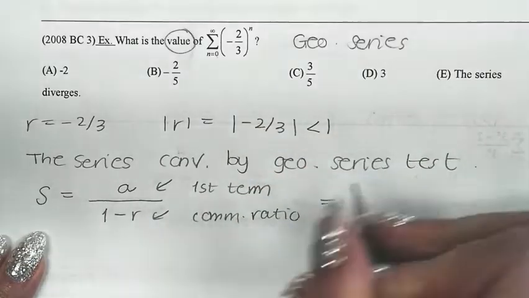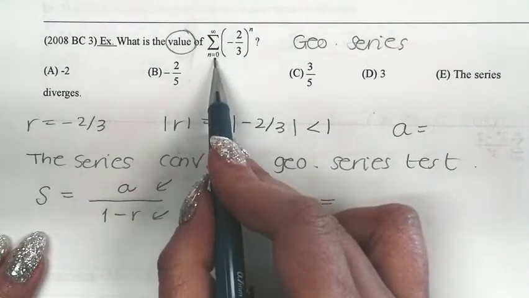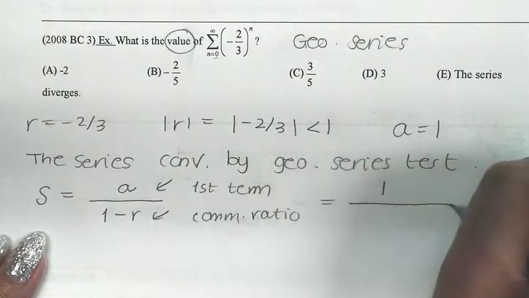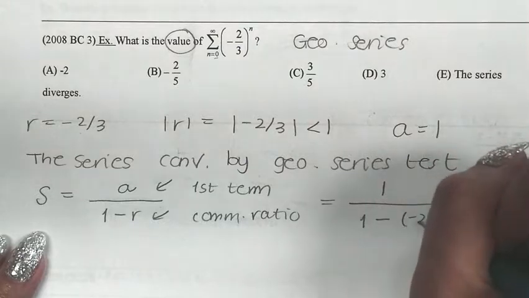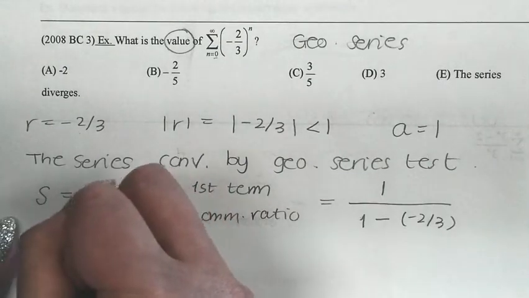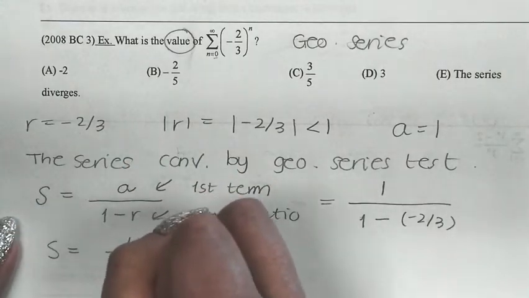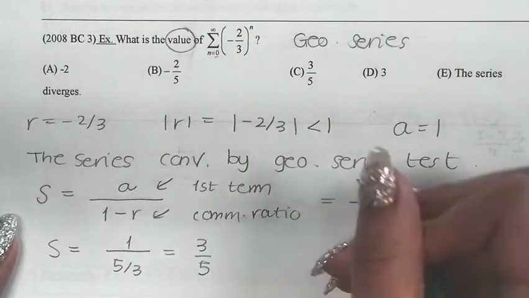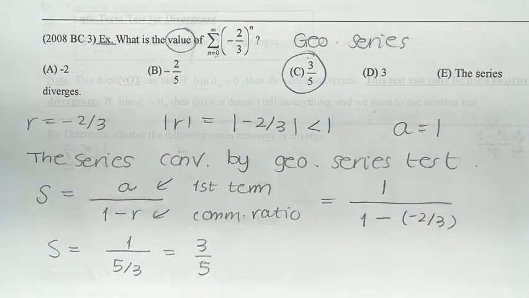So with that being said, what is a? When you plug in 0, which is the smallest number that you have here, you get that a is 1. So it's going to be 1 divided by 1 minus r, and what's r? You have that r is negative 2 over 3. Okay, so from that, what do you have? You have that s is going to be equal to 1 over 5 over 3, which is equal to 3 over 5. And you can see that this answer is C. Okay, you select your answer and then you move on.